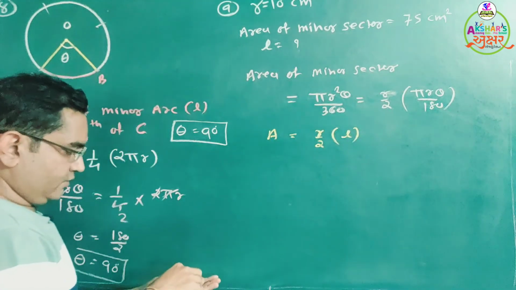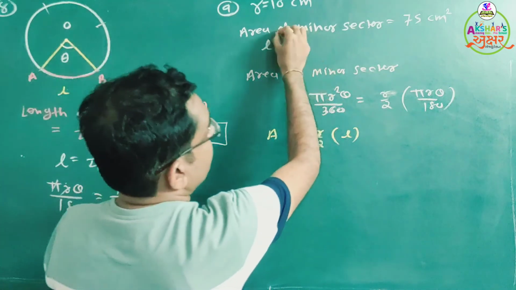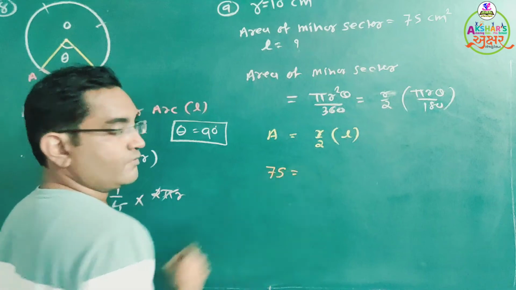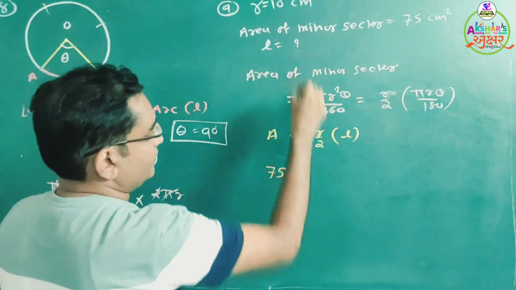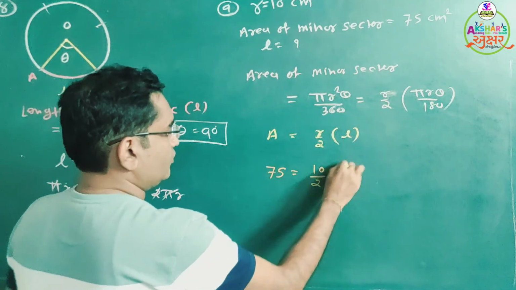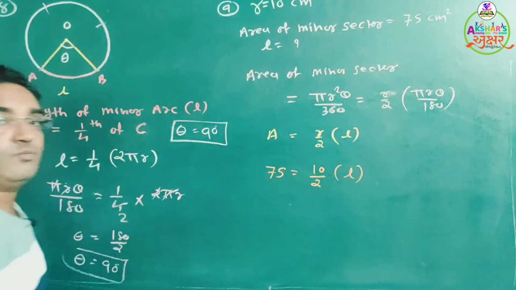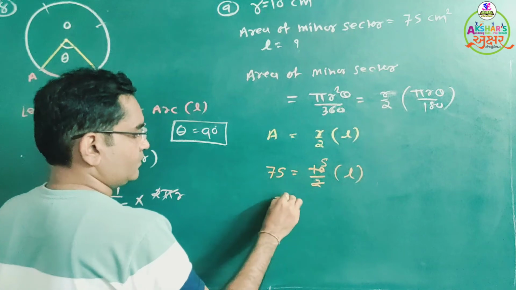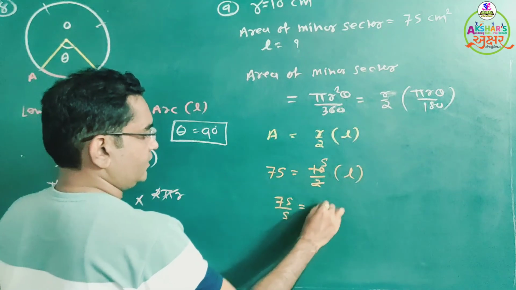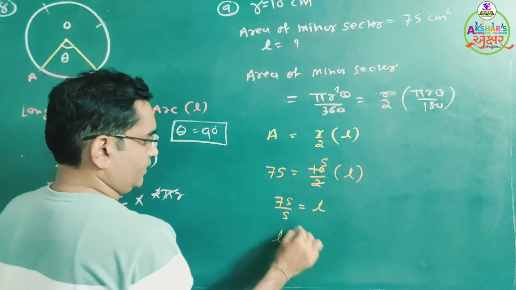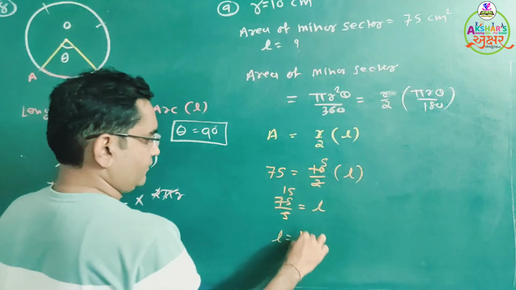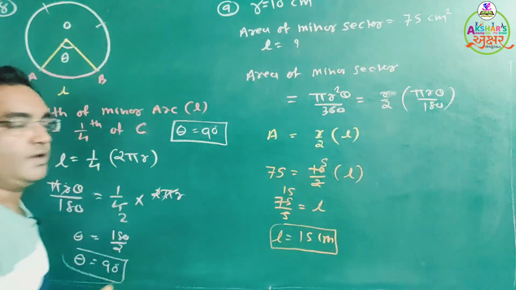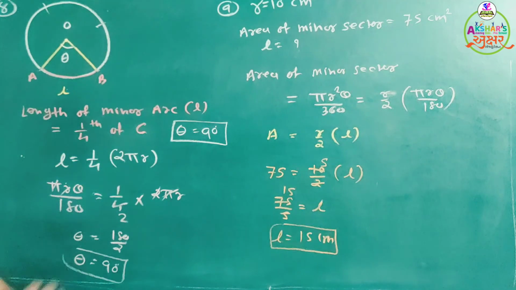So which values are given? Area of minor sector is given, which is equal to 75 centimeter square. Radius r is given 10, and here you have to find the length of minor arc. Simplify this. 2 5 are 10, 75 by 5 equal to L. So L will be 15, 5 15 are 75. So 15 centimeter. So length of minor arc will be 15 centimeter.